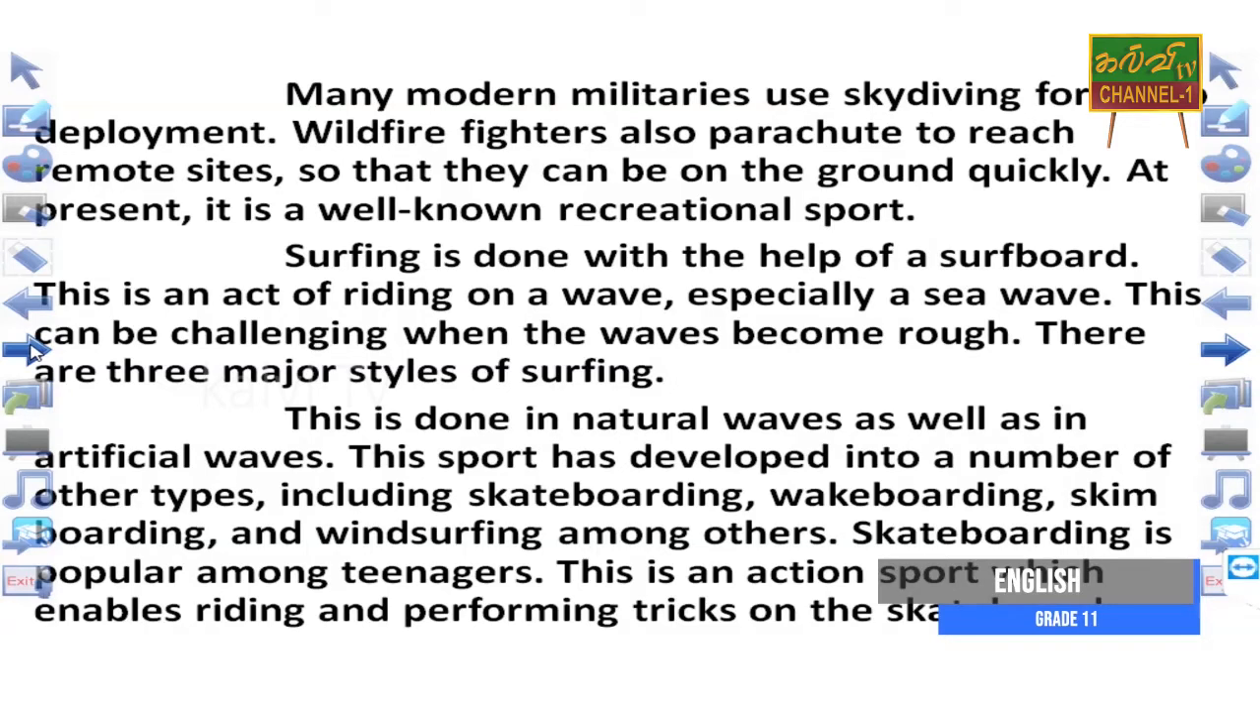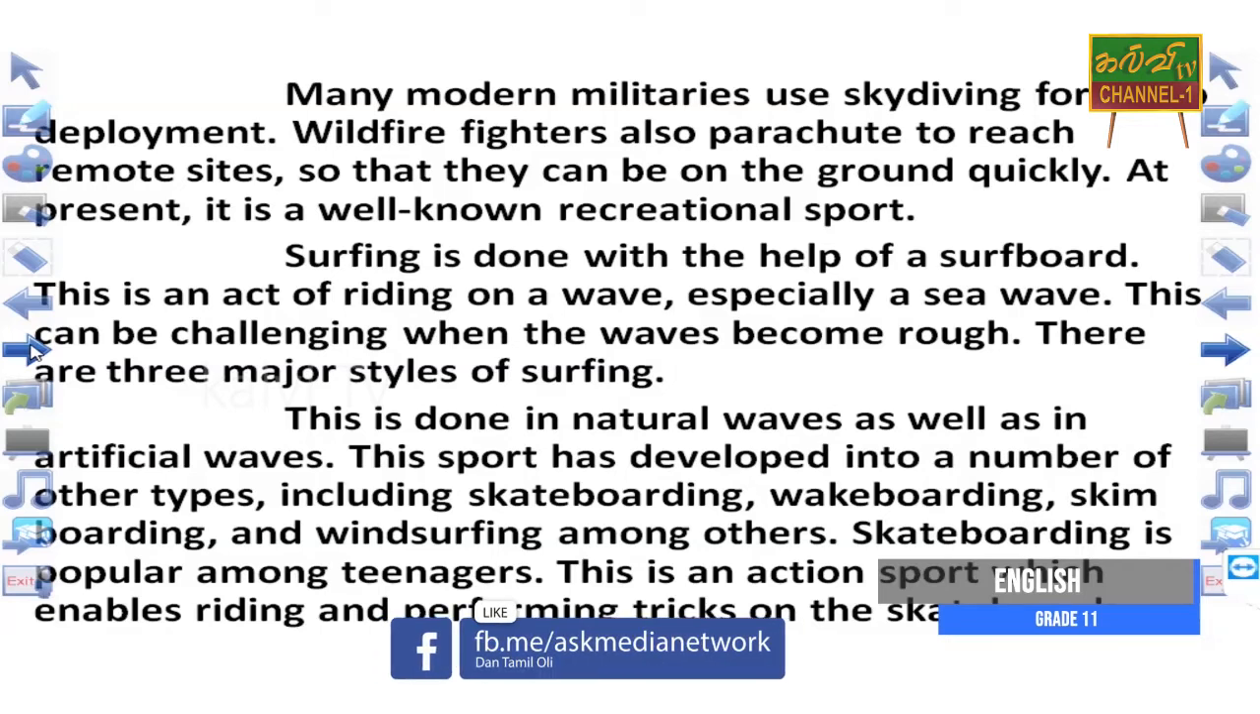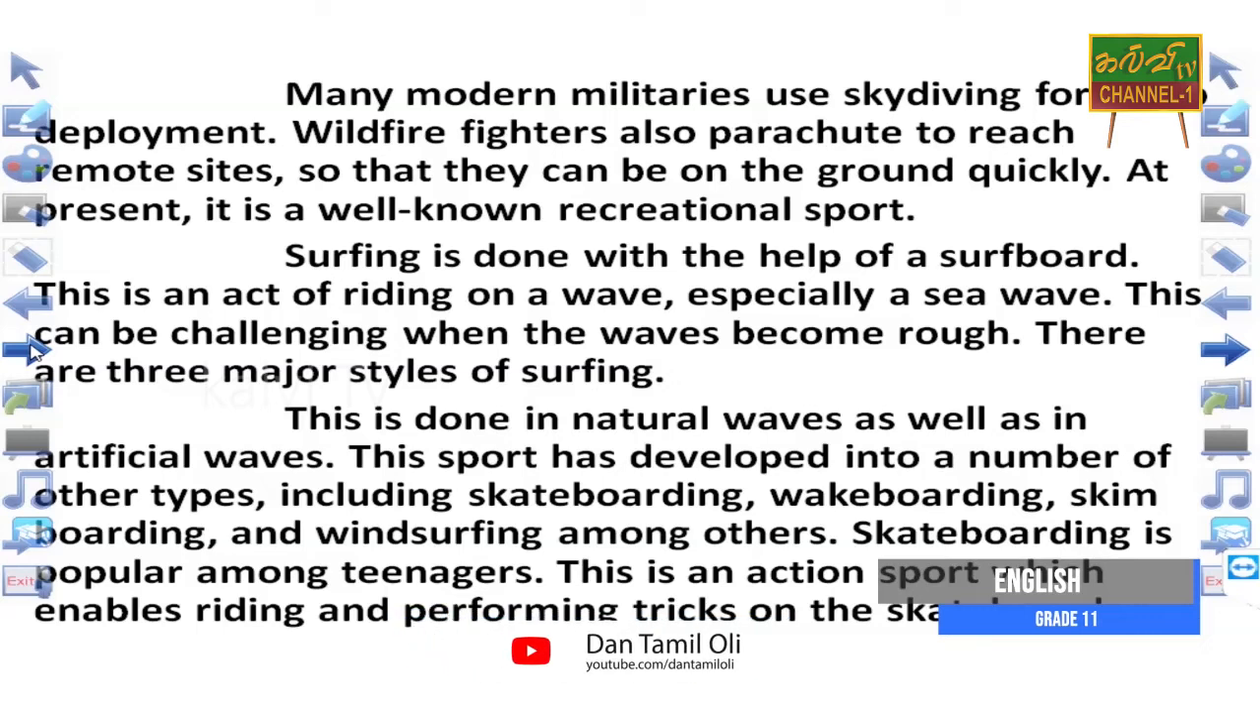And another paragraph is given on surfing. Surfing is done with the help of a surfboard. This is an act of riding on a wave, especially a sea wave. This can be challenging when the waves become rough. There are three major styles of surfing. This is done in natural waves as well as in artificial waves. This sport has developed into a number of other types, including skateboarding, wakeboarding, skimboarding, and windsurfing. Among others, skateboarding is popular among teenagers. This is an action sport which enables riding and performing tricks on a skateboard.